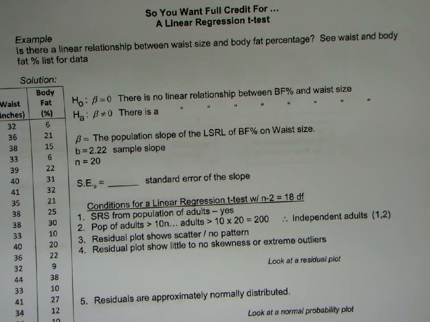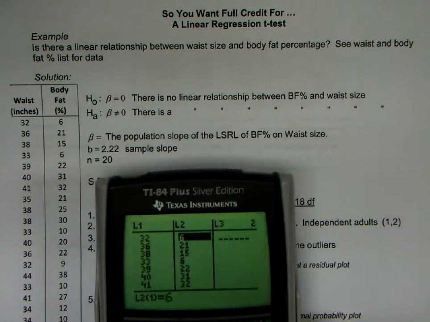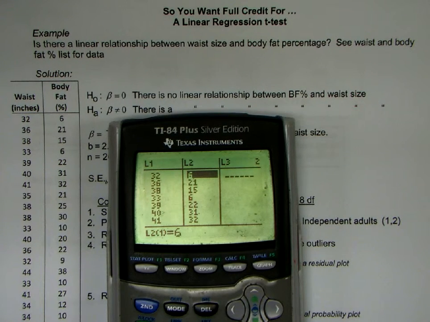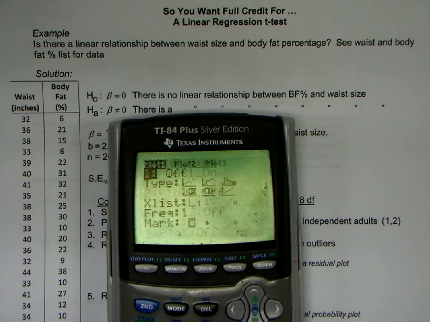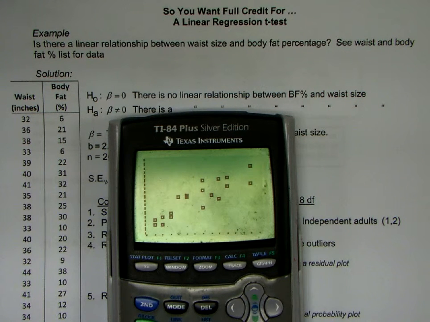What we're going to be looking at, so if you would enter waist in L1 and body fat in L2, like I have done, if you want to pause it and get that going. The question that we're seeking out when you're doing a linear regression t-test is: is there a linear relationship between these two things? We've got plenty of other options. We can take a look at a scatter plot of L1 versus L2, and see how strong of a linear relationship it looks like. It does look like there is a linear relationship, but it turns out there's actually a test that will let you know if there is.